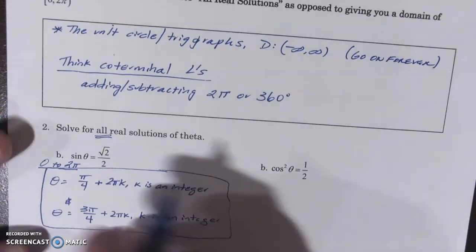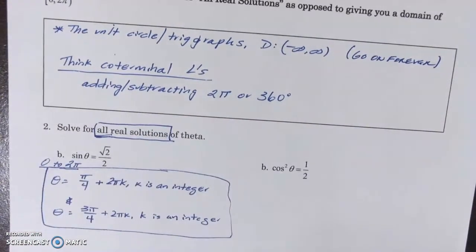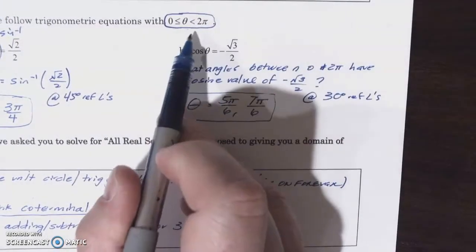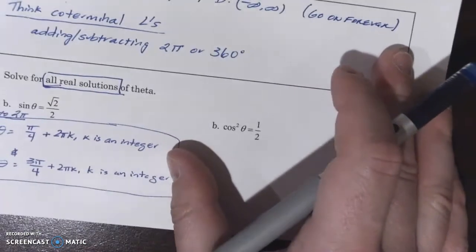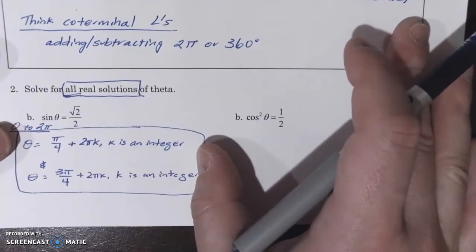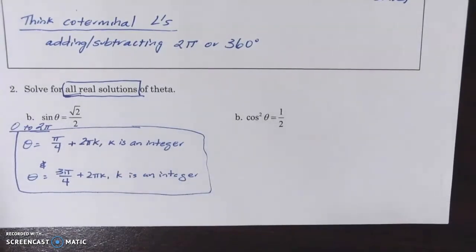Okay? So make sure you are very careful of what the domain is, whether we're asking for all of the real or all of the possible solutions, or we're restricting the domain from 0 to 2 pi or 0 to 360. Okay? All right, I just wanted to show you one example of that. You can do the second one on your own if you would like.